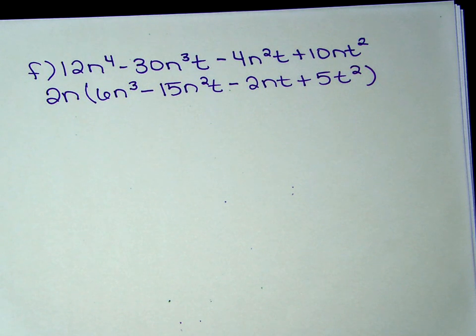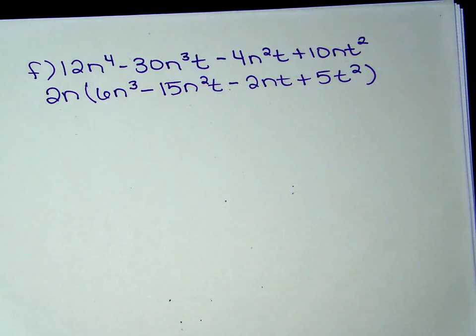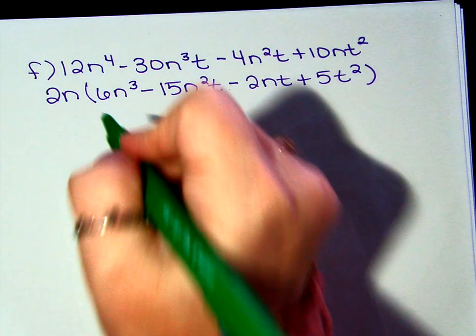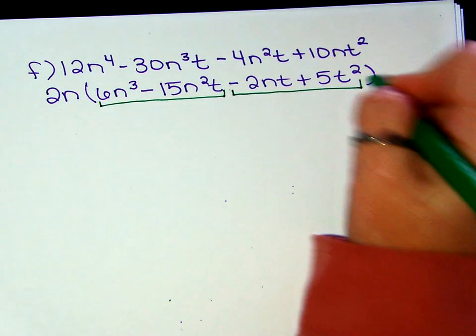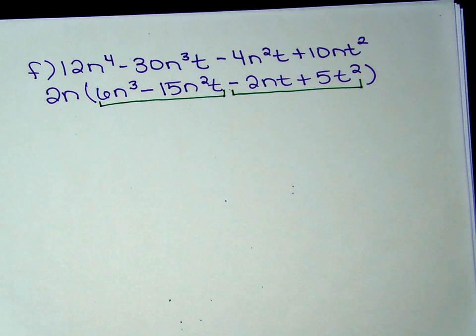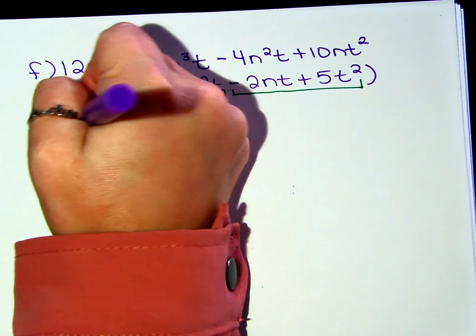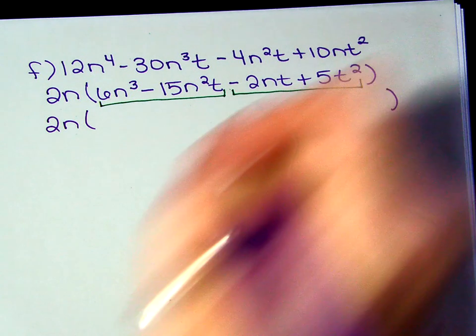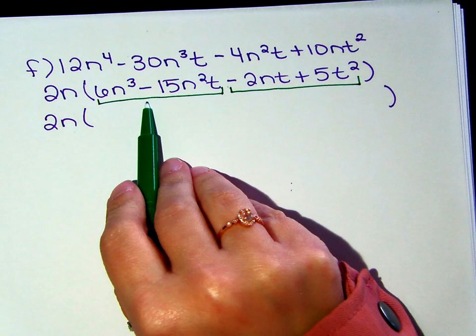You can check it by distributing and making sure we get back up to the top. So now that 2n is going to live outside there, we're going to kind of forget about him, but not so much that we don't type him in at the end. But then we're going to do our pairings inside. So we've got our 2n outside the big set of purple parentheses. And then we're going to look, okay, we've got a 6n to the third minus 15n squared t.